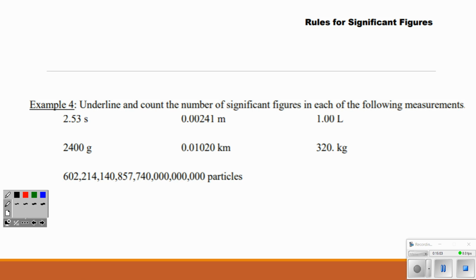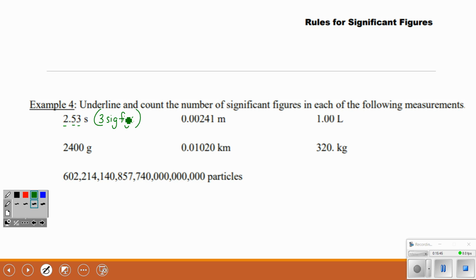All right, so looking at these as an example, what I would do is go ahead and pause this, underline and count the number of significant figures in each of the following measurements. Then play it again to see if you are correct. So, 2.53 seconds. All of these numbers are non-zeros. So all of them count as significant. So this one has 3 Sig Figs. So every time I put the number up here, we're referring to Sig Figs or significant figures.